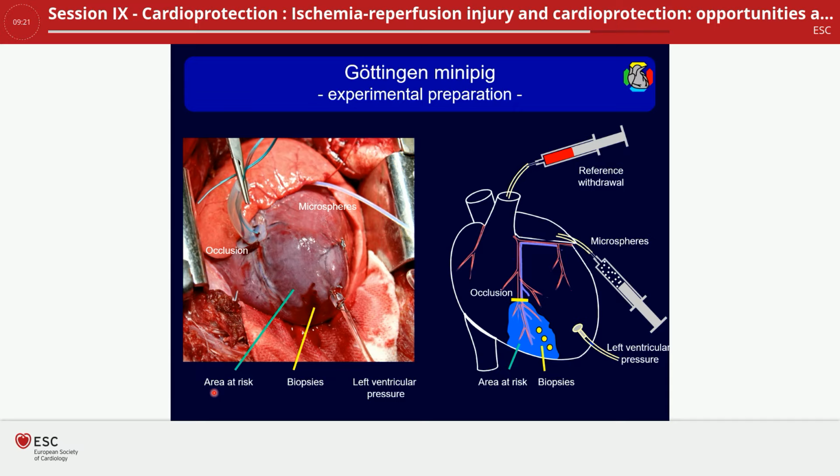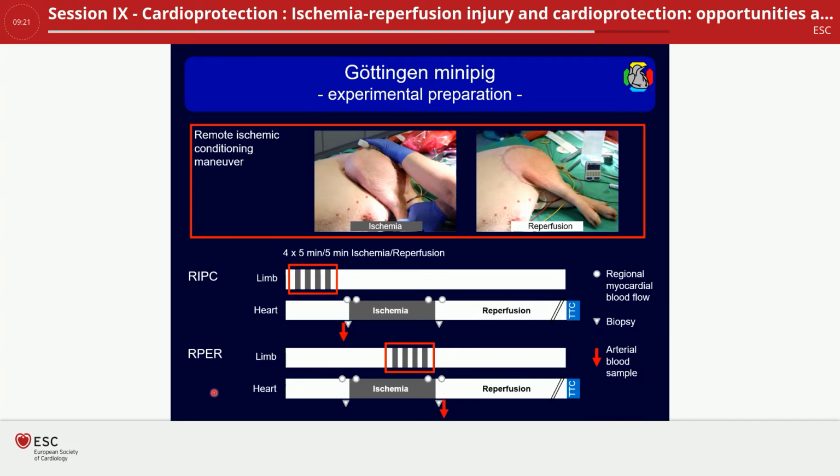In the tip of the myocardium, we insert a catheter to measure left ventricular contractile function, and then we measure blood flow with the microsphere technique, that is injecting colored particles into the left atrium, and taking a reference sample from the aorta, we can calculate blood flow to a given myocardial area.